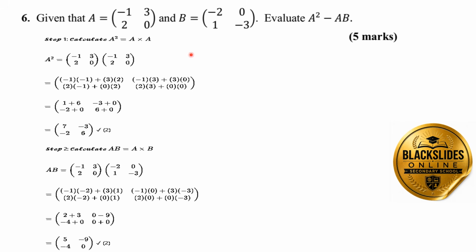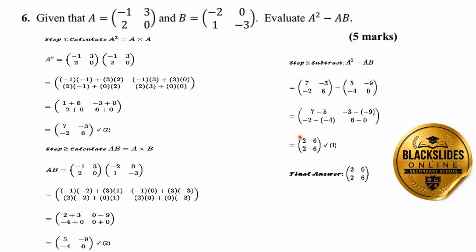And then you repeat the process, multiplying A by B to give you this matrix. Take note of the allocation of marks. We have 2 marks here, another 2 marks there. The last stage is to subtract A squared minus AB. So doing the subtraction correctly, remembering that you are subtracting corresponding elements, will give you A squared minus AB is going to be equal to a 2 by 2 matrix of elements 2, 2, 6, 6. As shown here. Go through this and apply any method that you think can work best for you to find the same response.